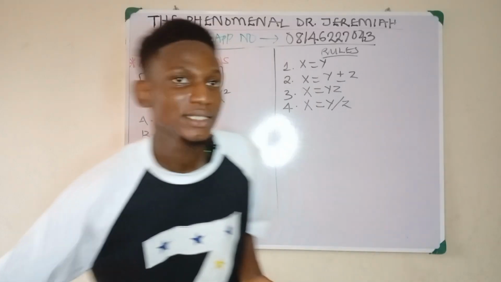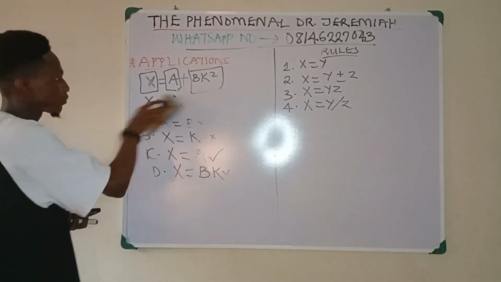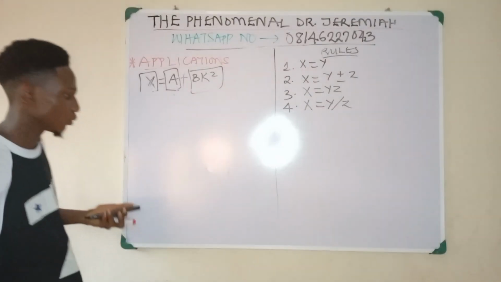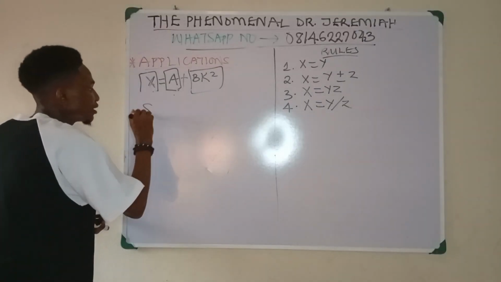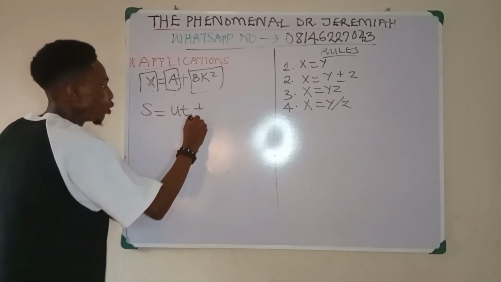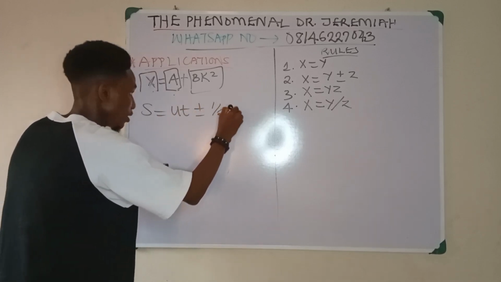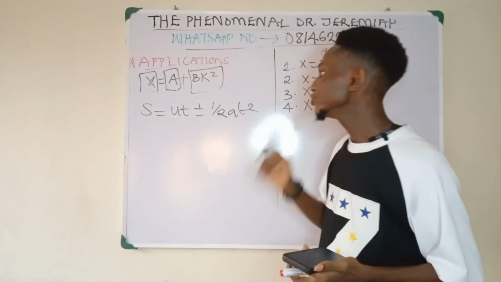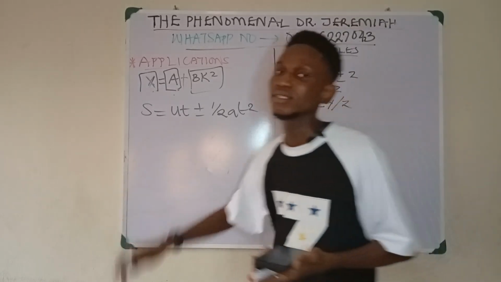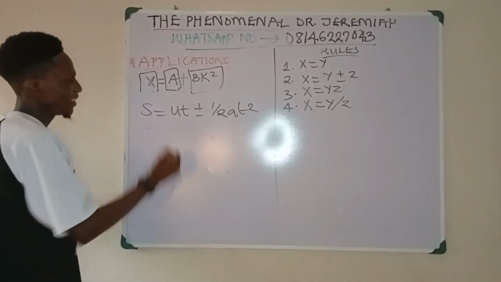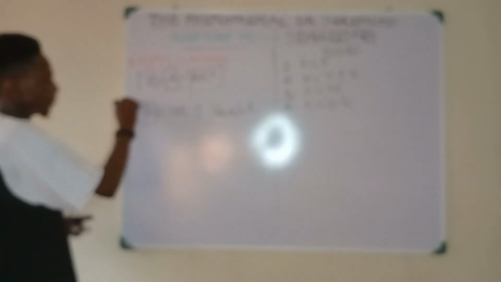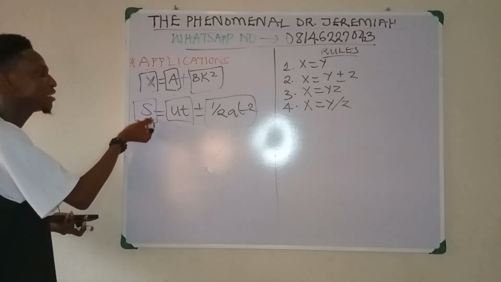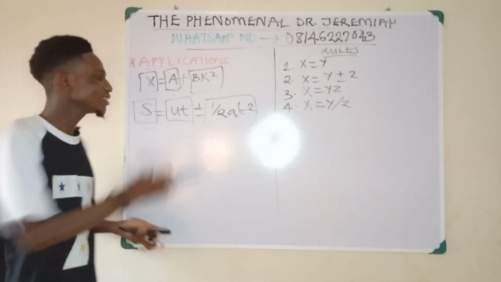Now let's quickly look at this relation also. Let's use the equation of motion as a case study. Let's use the practical equation: s equals ut plus or minus half at squared. Now in your exam, the examiner can be tricky and say, what's the dimension of ut? Basically, from what I've just explained, this is a term, this is a term, this is a term. So the dimension of ut will be the same as s because they are equal.